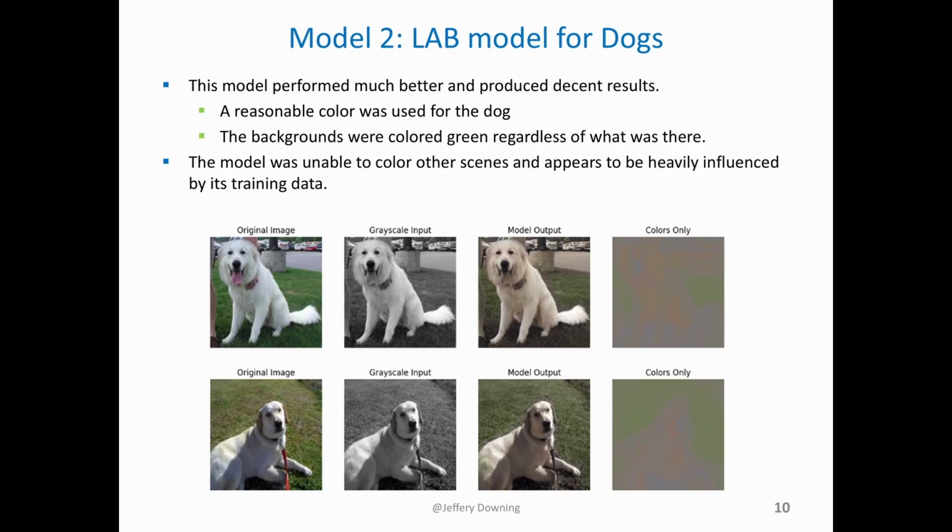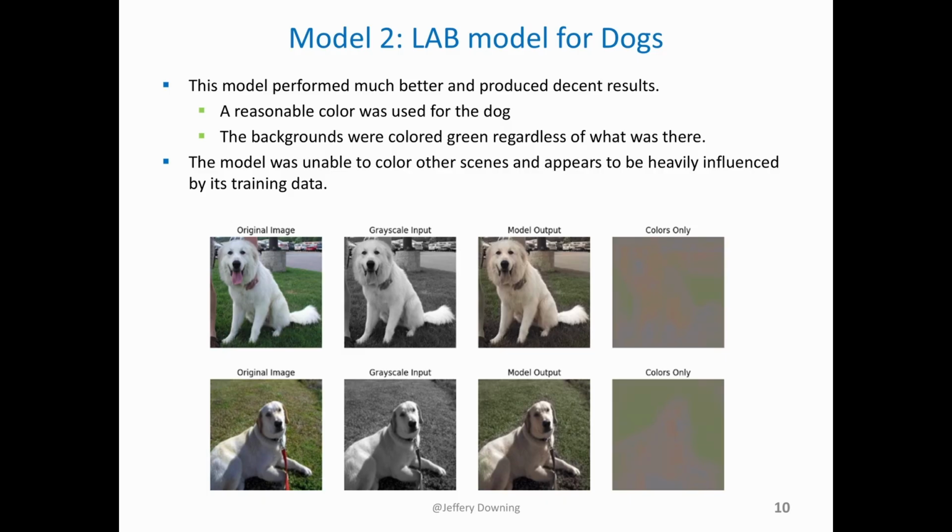Here you can see the first one, the model's output. It attempted to color the dog a brownish gold color, and then it painted in some of the grass as green, but the model was completely unable to color any of the cars in the background.